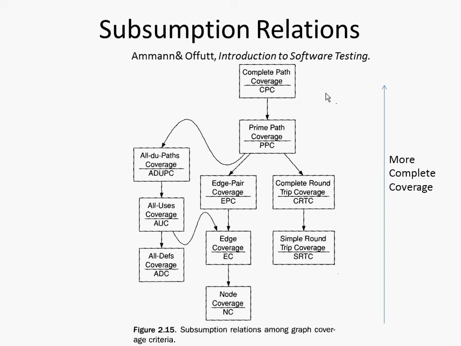So we try to do a good job with what is feasible to do. We try to marshal our limited resources, our limited time, to test things that reasonably exercise the program reasonably well. And prime path coverage is going to be the highest one within this diagram, within the exercise. Okay. Complete path coverage is not possible.